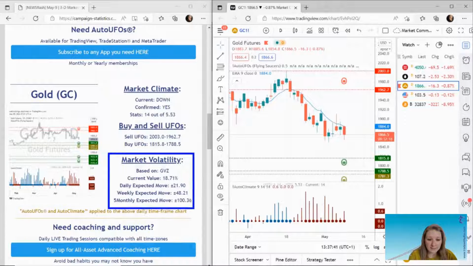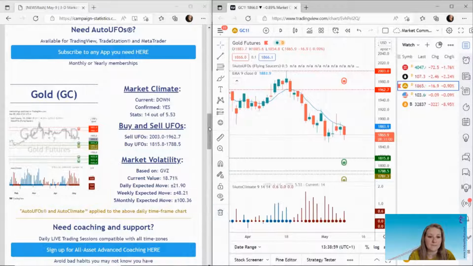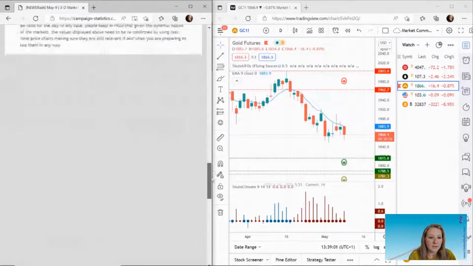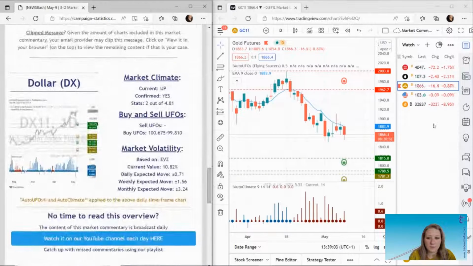In terms of volatility, we'd expect movement up or down in 1 year of 18.71%. But in a day, that's 21.9 points. In a week, 48.21 points. And in a month, 100.36 points. So that's gold. Okay, the next market here is the US dollar.